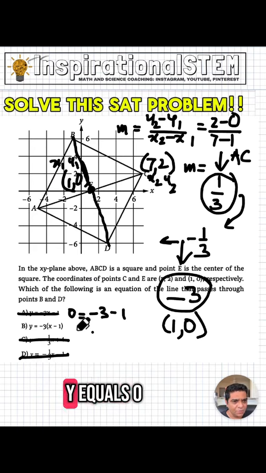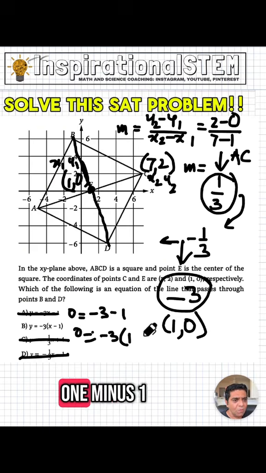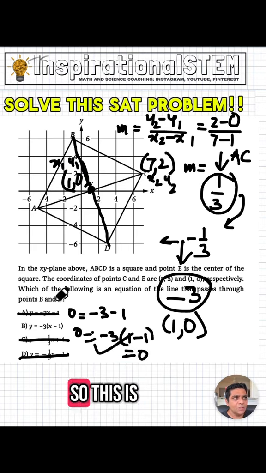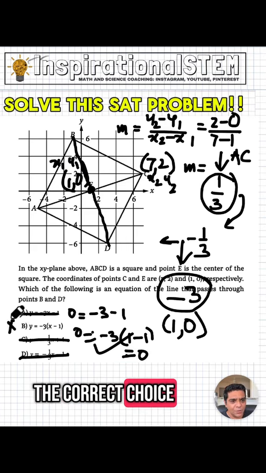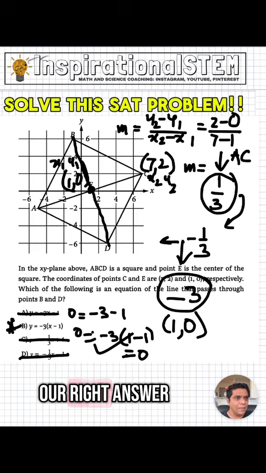If you were to substitute y equals 0 and x is 1, then 1 minus 1 is 0, times negative 3 is 0. So that works. Okay. So this is the correct choice, and that is our right answer.